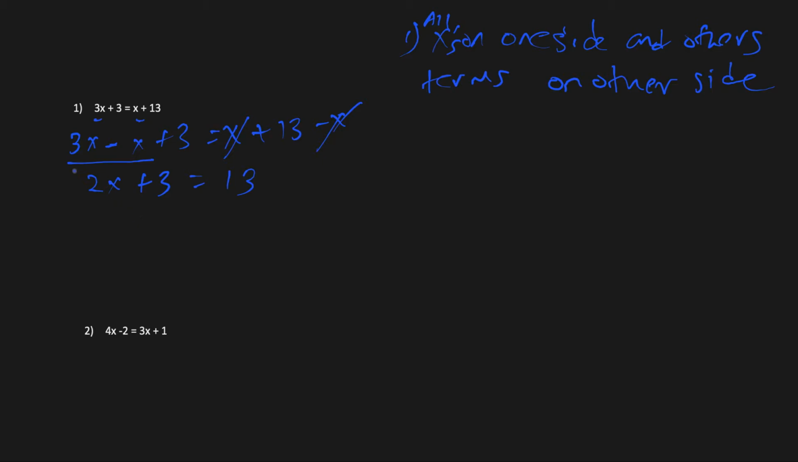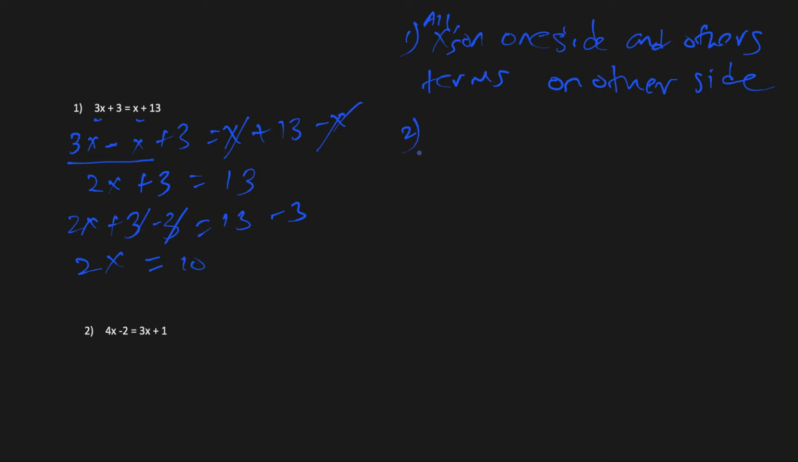Now since we have x on one side, it's time to get this term on the other side. So we subtract 3 from both sides. We get 2x, and this 3 and this 3 cancel out, plus 3 minus 3, and then we get 13 minus 3, which is 10. So we get 2x equals 10.